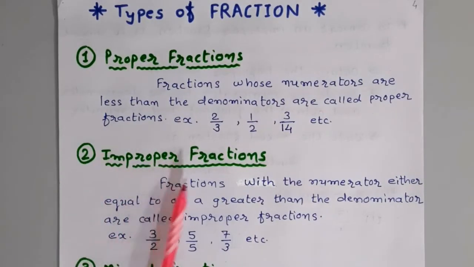And improper fractions: the fractions with the numerator either equal to or greater than the denominator are called improper fractions. Suppose 3 upon 2, you can see that the numerator is greater than its denominator. 5 upon 5, both are equal, and 7 upon 3, etc.